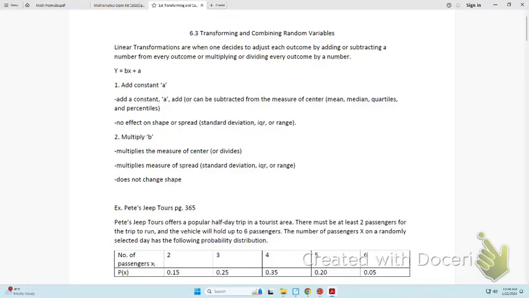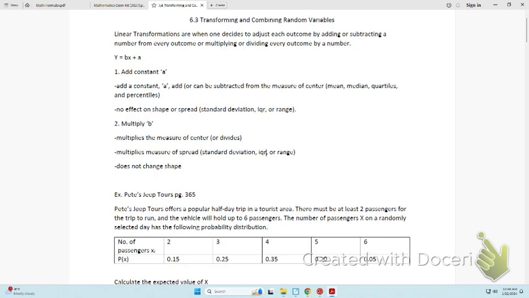In stats, we started transforming and combining random variables. We have a couple of rules at the top. Now, this is based on x being part of a function. So if we have some kind of function where we can find y by plugging in x, then we have a few rules. If you add or subtract something, it definitely affects the center, but it has no effect on standard deviation. So maybe write it off to the side.